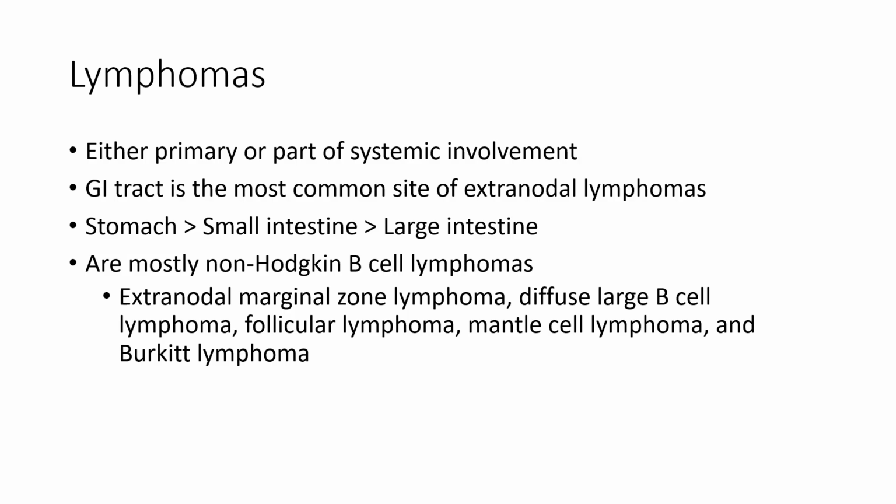And the most common type of lymphoma is the extranodal marginal zone lymphoma or MALT lymphoma. Diffuse large B-cell lymphoma is also another common lymphoma. Other less common lymphomas include follicular lymphomas, mantle cell lymphoma, and Burkitt lymphoma. The stomach is the most common site of the gastrointestinal tract that can harbor a lymphoma, as we discussed in the lecture on gastric pathology. And the GI tract is the most common site of extranodal lymphoma.